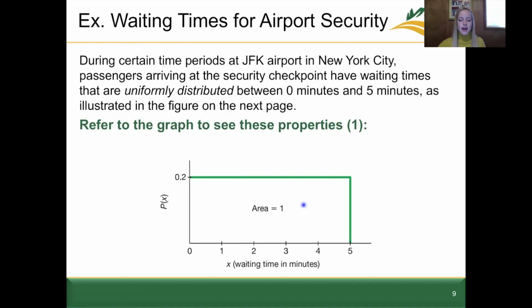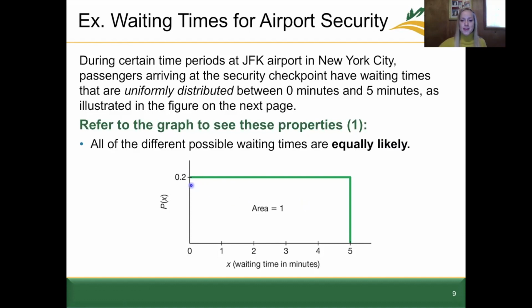Looking at this graph, it's important to recognize that all the different possible waiting times are equally likely to occur. How can we recognize that? Well, if we see this wording of equally likely, we should automatically think that they have the same probability. So each of these waiting times, 0 through 5 minutes, they all have a probability of 0.2. That means they're all equally likely to occur.